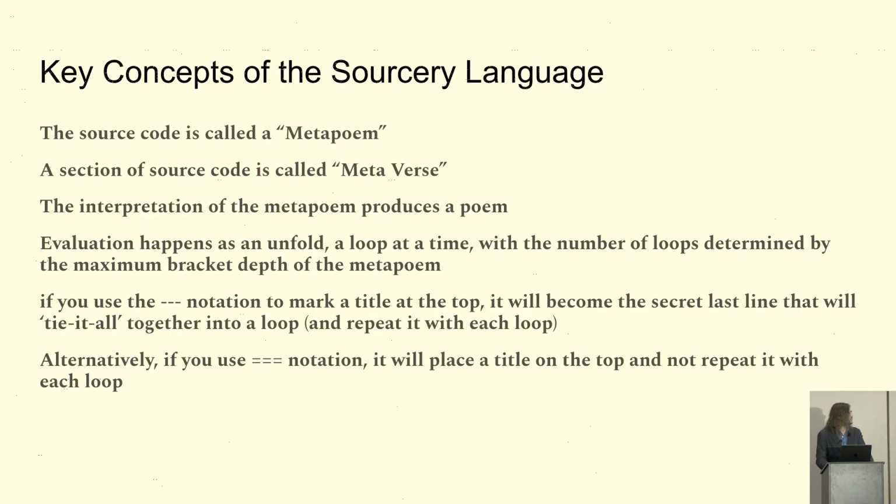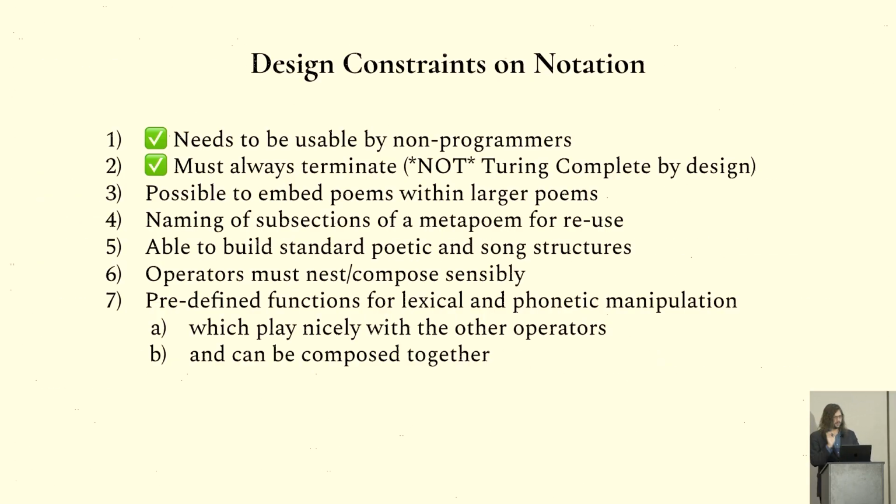And if you use the dash notation, three or more dashes, that will create a title at the top if you put text above it. And that'll be the secret title that ties it all together into a loop. It'll actually be the secret last line. And if you use the equals notation, by contrast, that'll give you a more traditional title structure where it just goes at the top of the poem.